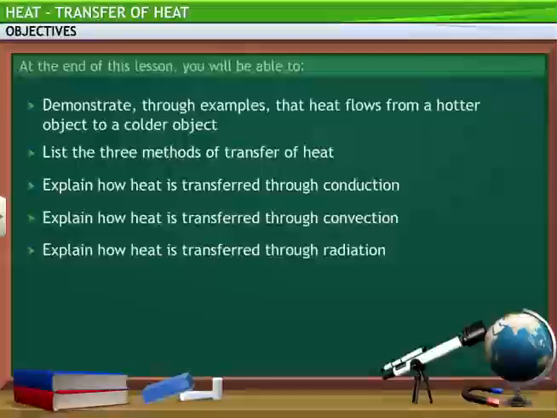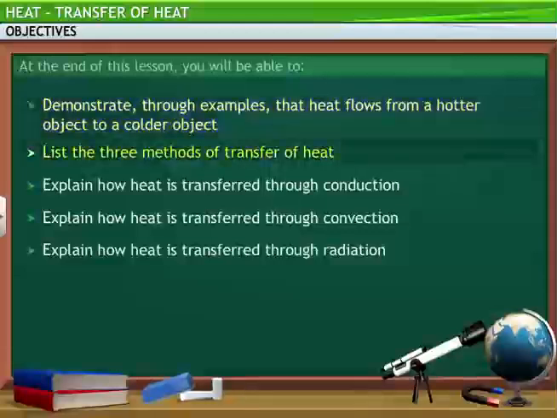At the end of this lesson, you will be able to demonstrate through examples that heat flows from a hotter object to a colder object. List the 3 methods of transfer of heat. Explain how heat is transferred through conduction. Explain how heat is transferred through convection. And explain how heat is transferred through radiation.